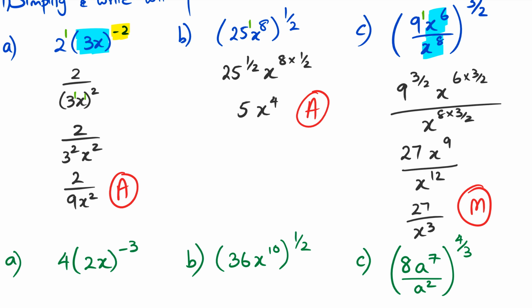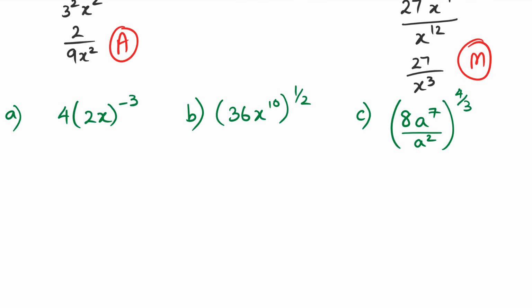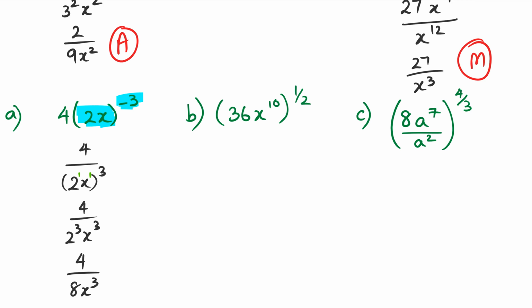Feel free to keep working away, but I'll just go through these answers with the second part. So as you guys can see, the -3 is only going to apply for the 2x. So we're going to rewrite this as 4 over 2x to the power of +3. And because x and 2 have the power of 1, we're going to rewrite this as 4 over 2 to the power of 3 and x to the power of 3. And then 2 to the power of 3 is 8. So we're going to get 4 over 8x cubed. All right. So that gets you an achieved grade, as I said to you guys before.